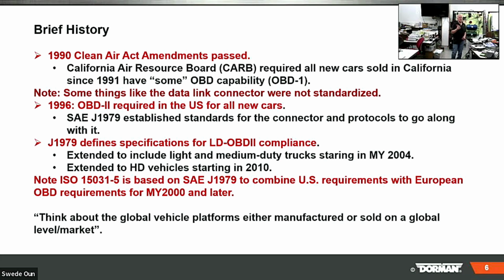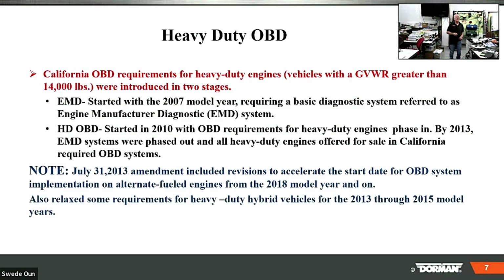Just so you know, you also have ISO 15031-5. It is based on J1979, and it's a combination of US requirements with European OBD requirements for model year 2008. And all you have to do is think about the global platforms that we have going on. So everybody really wanted to get on board with this. So now let's jump into the heavy duty.